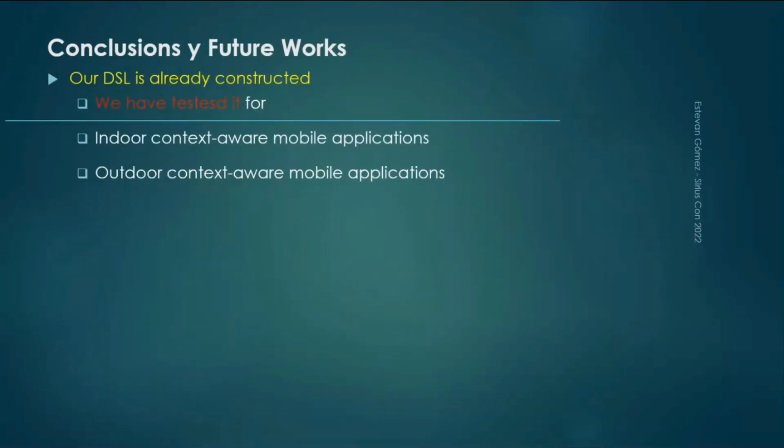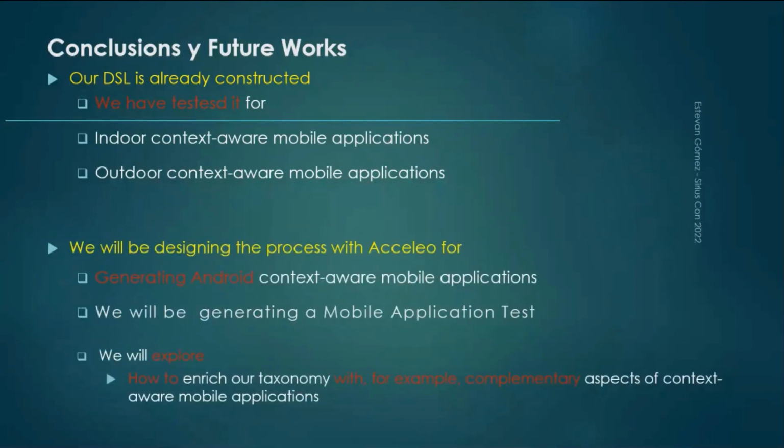Conclusions and future work. Our DSL is already constructed and we have tested it for indoor and outdoor context-aware mobile applications. We will be designing the process with Acceleo and Xtext for generating an Android context-aware mobile application, and we will be generating a mobile application text. Also, we will explore how to enrich the taxonomy with, for example, aspects for context-aware mobile applications and different topics in addition.